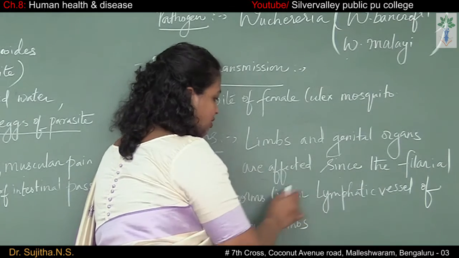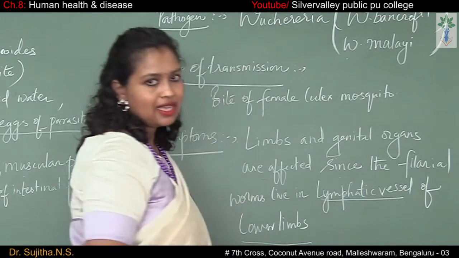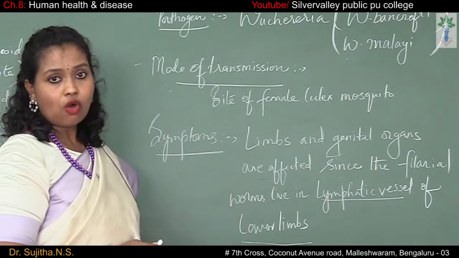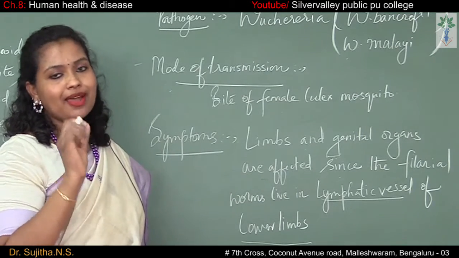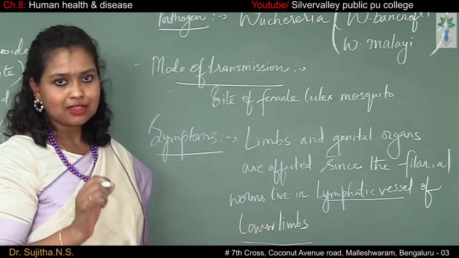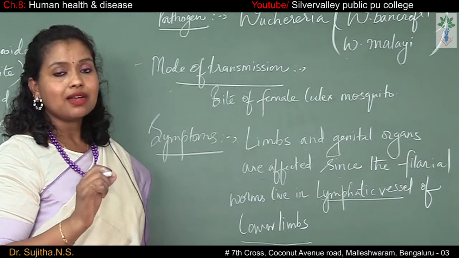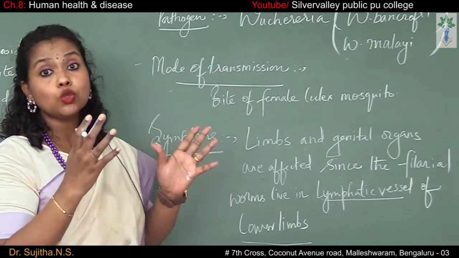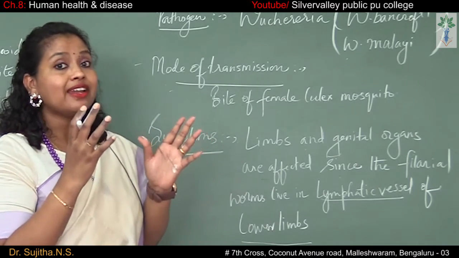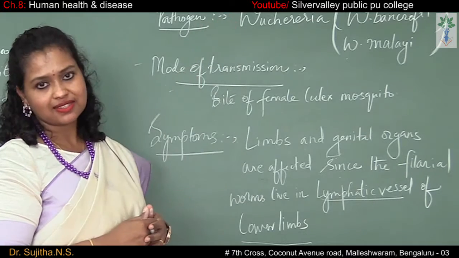Since the filarial worm lives in the lymphatic vessels of the lower limbs, as a result the affected limb becomes very big, a huge size, like that of an elephant. Therefore, we are calling it elephantiasis.